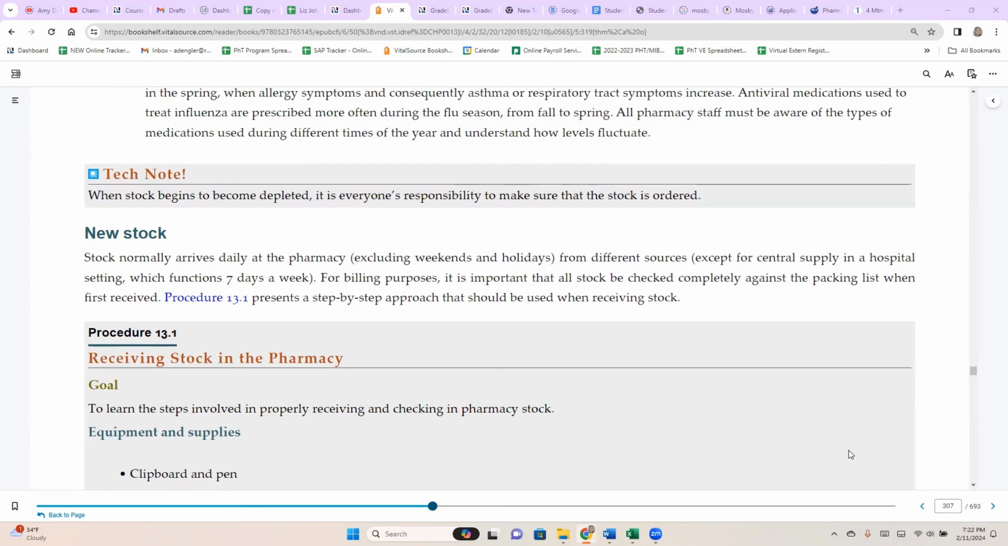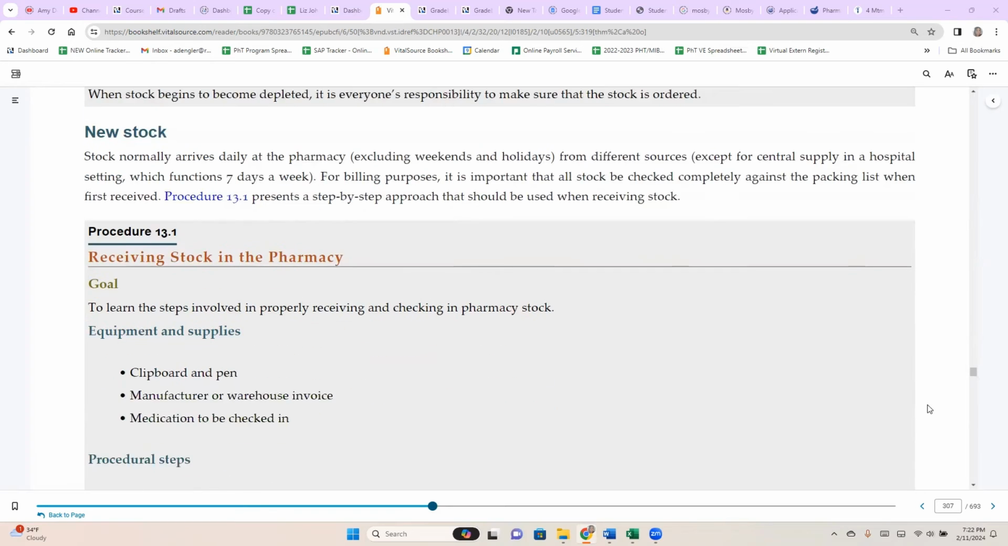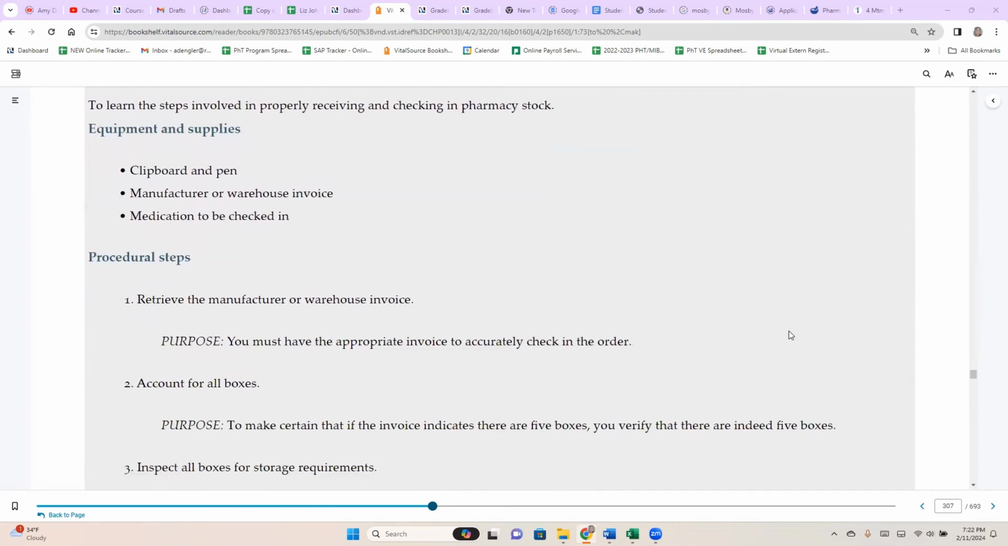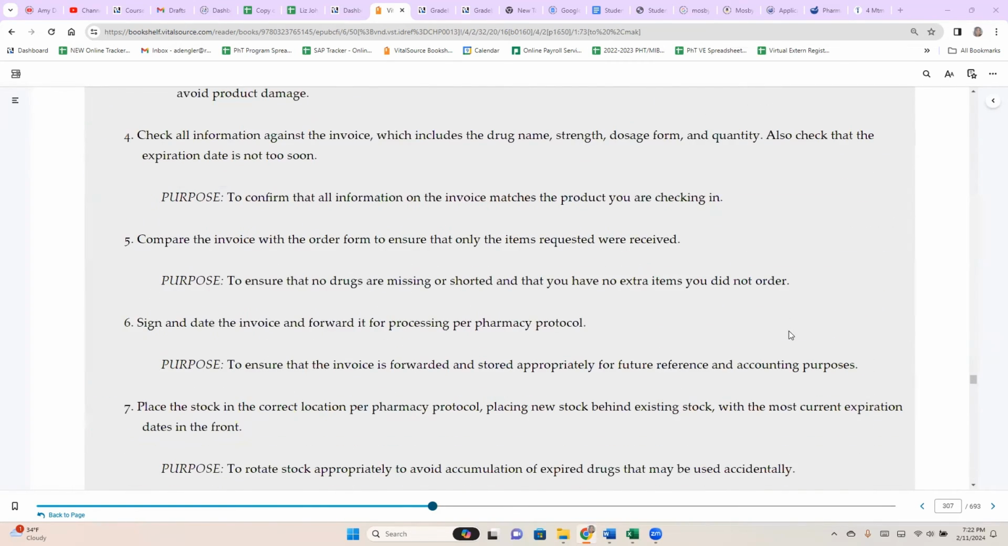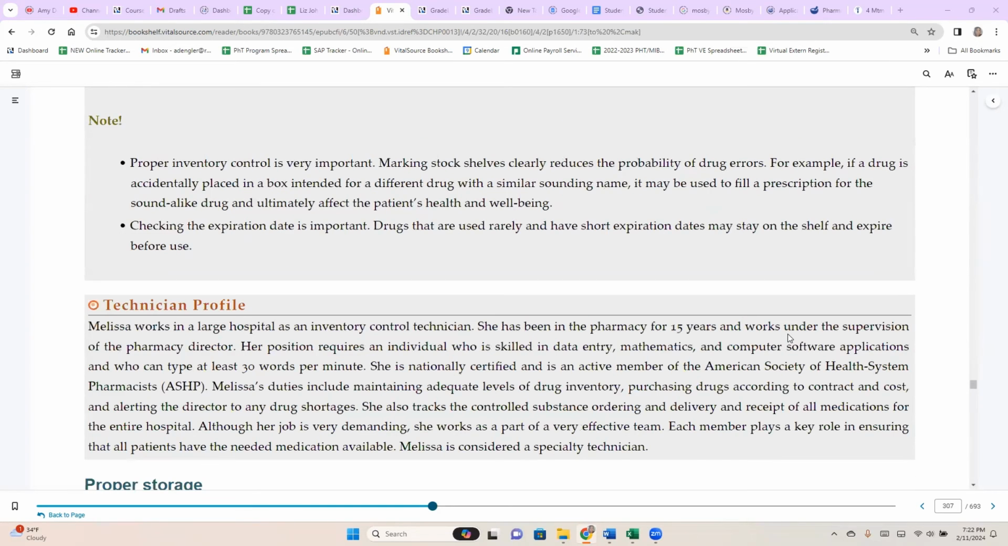New stock: stock normally arrives daily at the pharmacy from different sources. For billing purposes, it is important that all stock be checked completely against the packing list when first received. Procedure 13.1 presents a step-by-step approach that should be used when receiving stock, and you will do this in your science interactive lab, or you may have already done it.